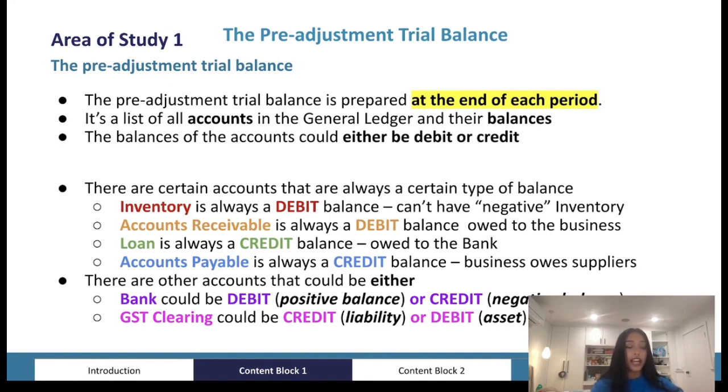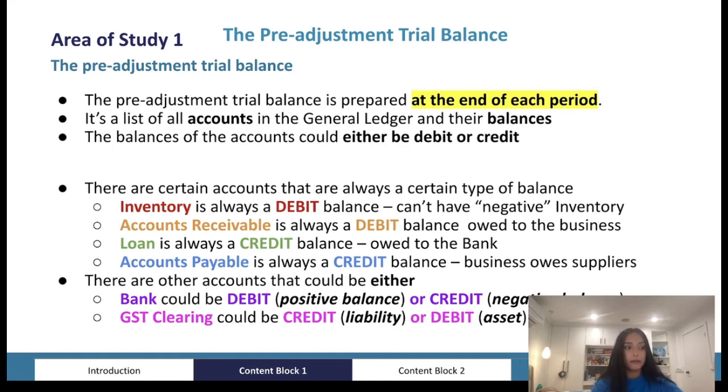Another example is accounts receivable. Accounts receivable will always have a debit balance because it's an amount owed to the business from customers. Another example, loan accounts will always have a credit balance because it will be an amount owed by the business to the bank. Accounts payable will always have a credit balance because it's an amount owed by the business to suppliers. There are other ledger accounts that can have either a debit or a credit balance.